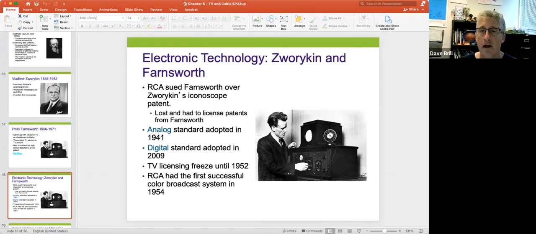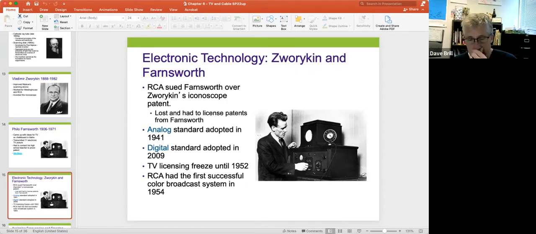So RCA sued Farnsworth over Zworykin's iconoscope patent, and as you heard, lost and had to license patents from Farnsworth. The analog standard, by the way, which was a set of technical standards of how TVs would operate and work and transmit, were adopted in 1941 during World War II. So there's some reference to that in that video on Philo Farnsworth.